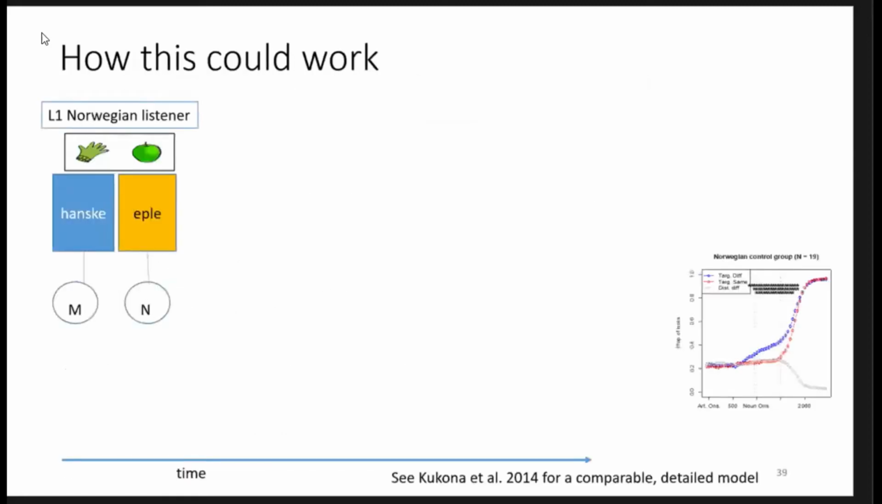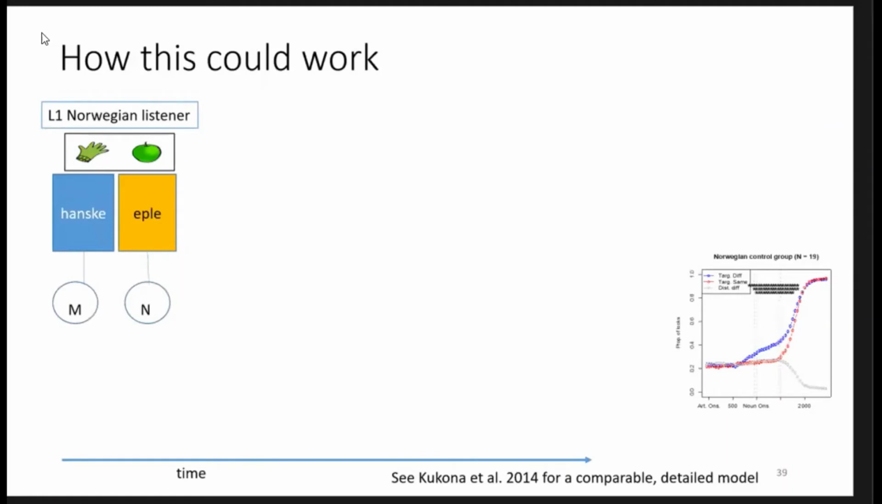And especially for you, I am speculating a little bit here. So how could this work? Without introducing a lot of conscious weighing off of possibilities, let me come up with a hypothetical situation in which you have an L1 Norwegian speaker in your eye tracking study looking at a glove and an apple.